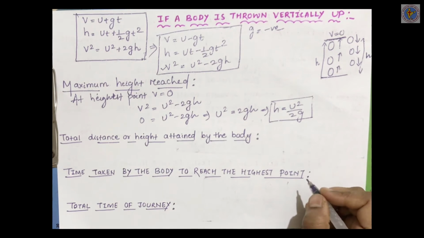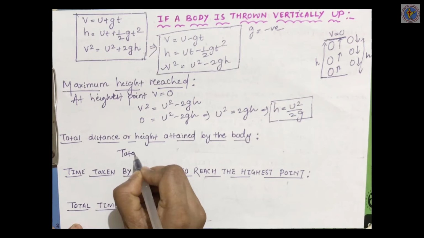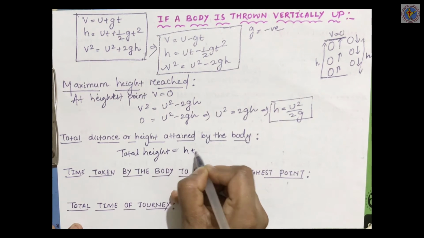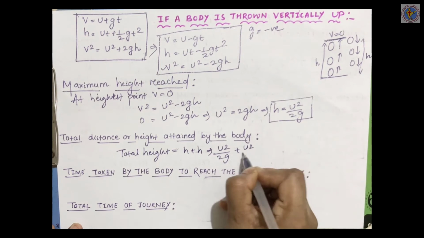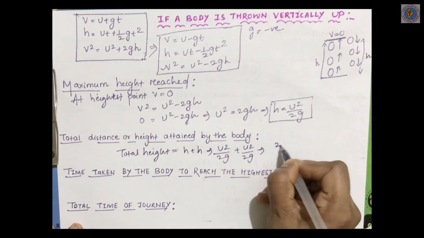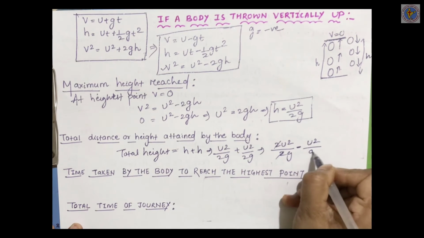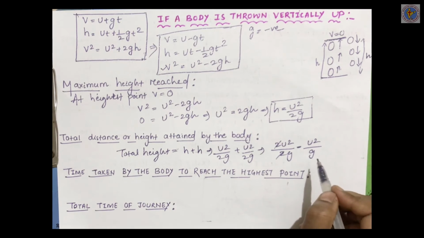So now if we need to find the total height, how can we find it, children? Total height will be equal to h plus h. That means u square by 2g plus u square by 2g, that means 2u square by 2g. So the total height is nothing but u square by g.